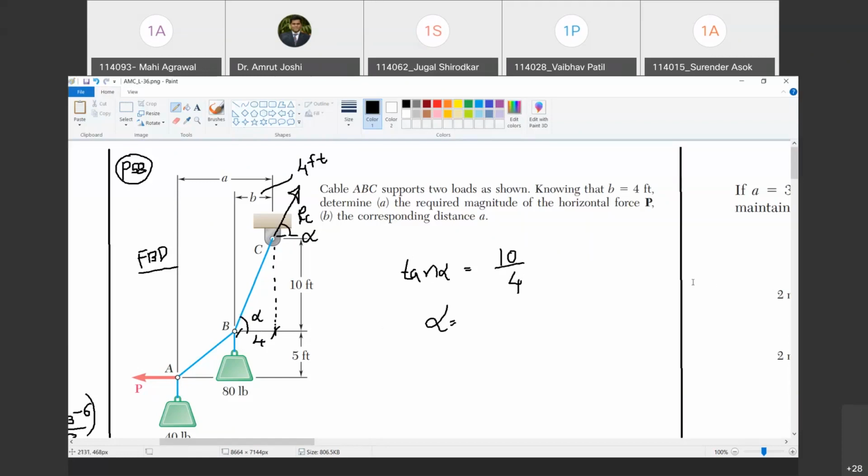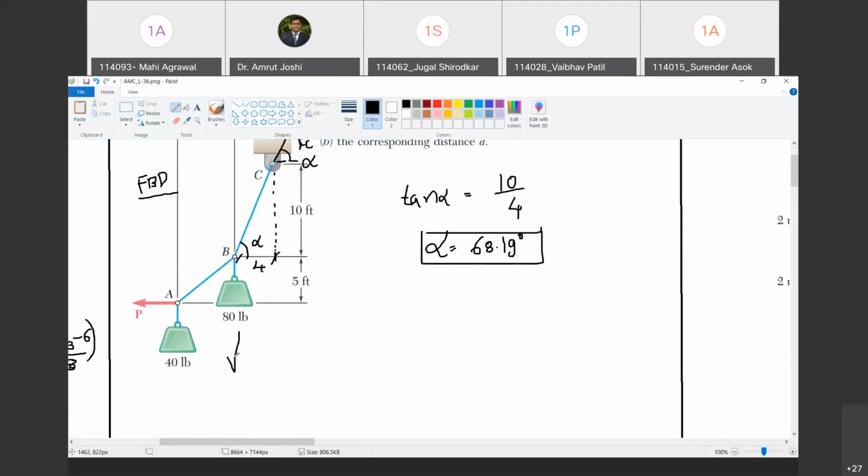0.04. No, you are using radian mode. No, sir, it's in degree. Oh, sorry. 68.19 degree. Happy? Yes, sir. This is the value of alpha. The alpha is known now. Now what should we do next? To this free body diagram, of course, includes the force of 80 pounds here and 40 pounds here. This is our free body diagram.